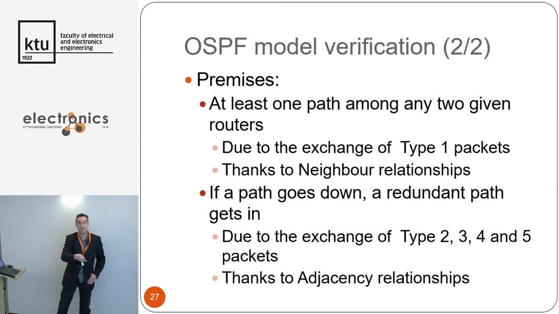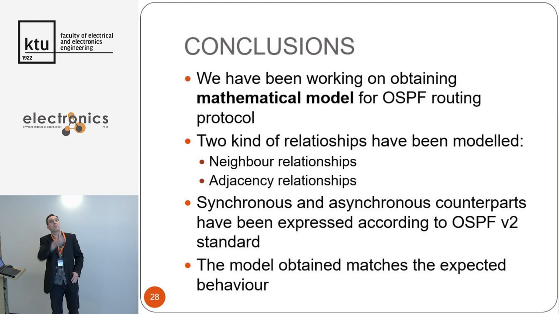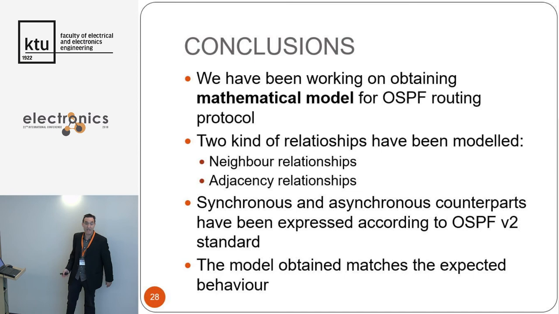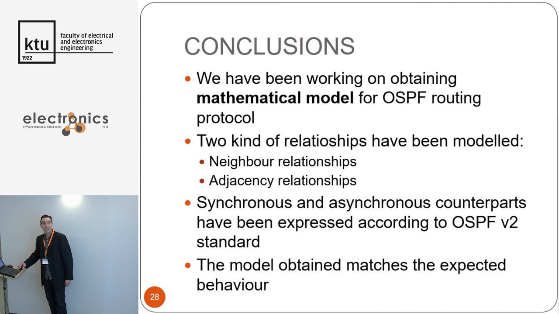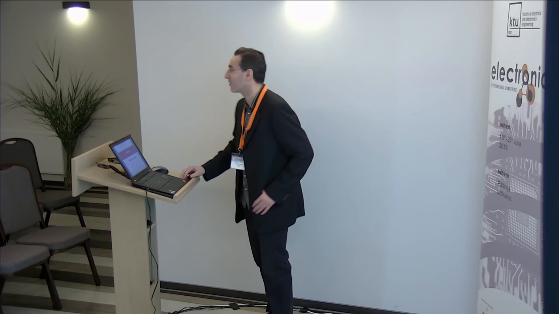So at the end of the day, conclusions: we've been working on a mathematical model of the OSPF routing protocol, and two kinds of relationships have been modeled, the neighbor relationships and adjacency relationships. Synchronous and asynchronous counterparts have been expressed, and the model obtained matches the expected behavior of the OSPF standard. So this is it, and thank you very much for your attention. Okay, is there any question from the audience?